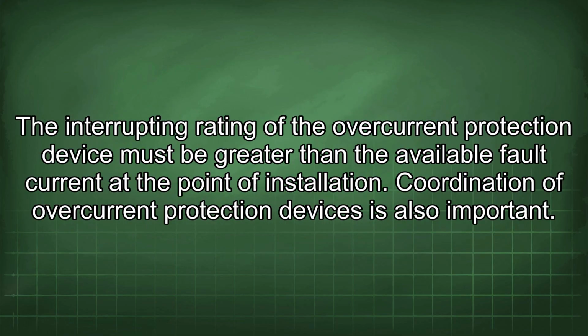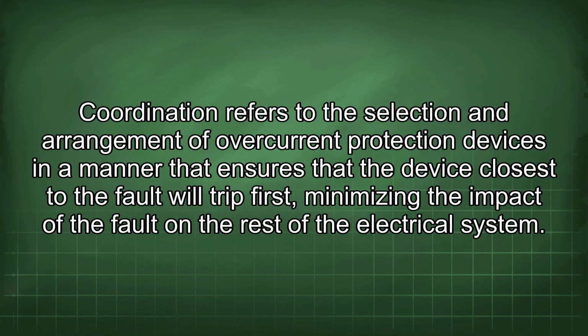The interrupting rating of the overcurrent protection device must be greater than the available fault current at the point of installation. Coordination of overcurrent protection devices is also important. Coordination refers to the selection and arrangement of overcurrent protection devices in a manner that ensures that the device closest to the fault will trip first, minimizing the impact of the fault on the rest of the electrical system.